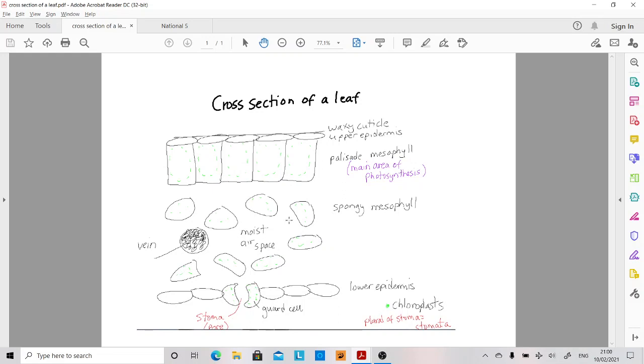Below the palisade mesophyll, you've got spongy mesophyll. So the name mesophyll tells you there's photosynthesis happening there. You can see there's chloroplasts inside the cells. There's also lots of air spaces, just like in a sponge.